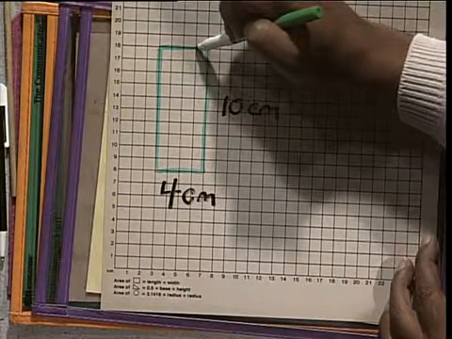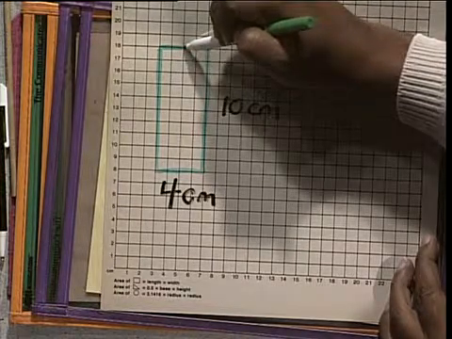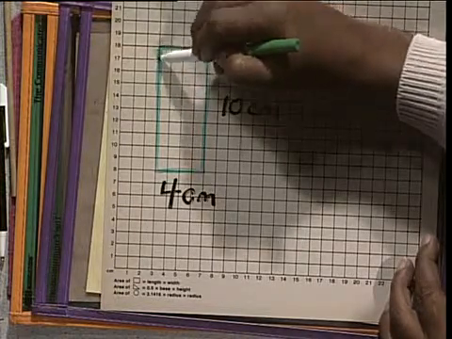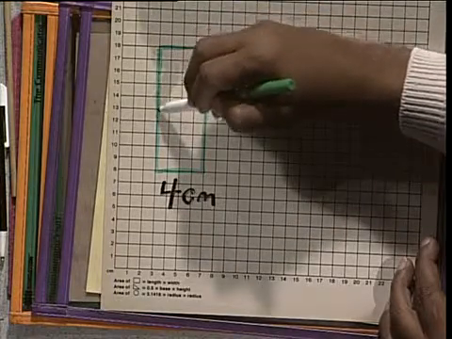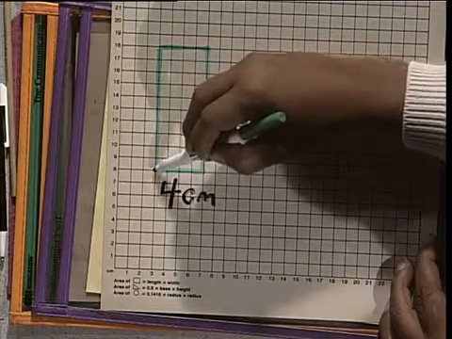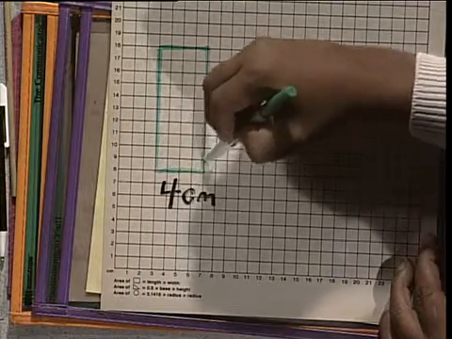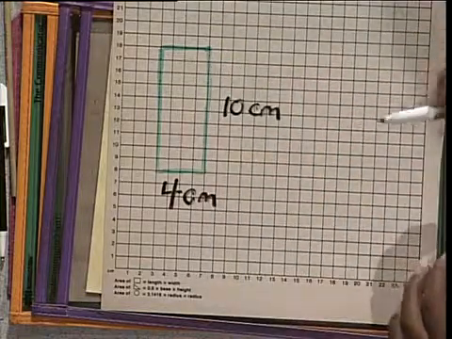Count for me. 1, 2, 3, 4, 5. Keep going. 6, 7, 8, 9, 10, 11, 12, 13, 14, 15, 16, all the way around. 17, 18, 19, 20, you'd have to count if you're counting. 1, 2, 3, 4, 5, 6, 7, 8. So that's one way we could do it.